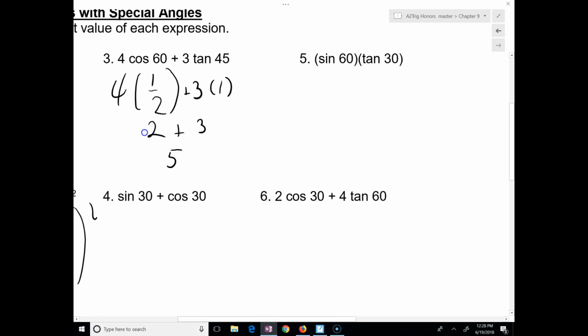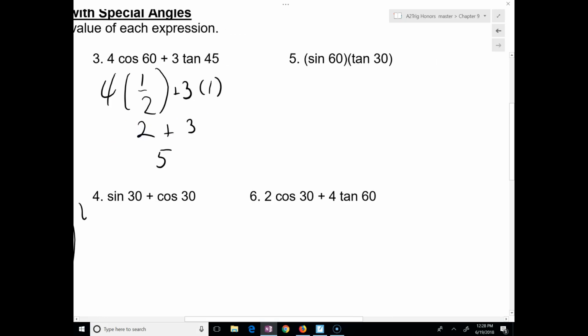Alright. We keep going. Sine of 60. Again, instead of me going through my chart, pure memorization, realize that this is radical 3 over 2. And the tangent of 30 is radical 3 over 3. You multiply, radical times a radical is going to be radical 9, which is 3 over 6, which is 1/2.